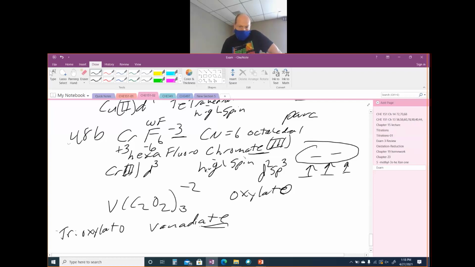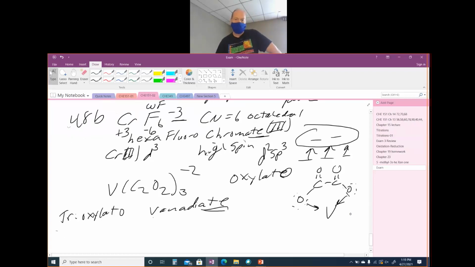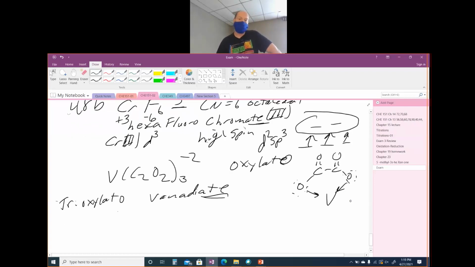Vanadate, vanadium(III). And so now this one is difficult because your oxalato is a C double bond O, C double bond O, then the O, and then the O. And so it is going to connect on both ends. So it's going to connect in 2 different spots. And so your coordination number here is 6, and it is octahedral.